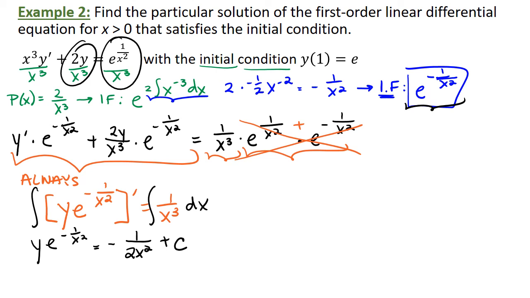Again, I want to get y by itself in order to have a particular solution, so I'm going to divide everything by this. If I divide by e to something that has a negative power, that's like multiplying by a positive power. So this becomes y equals e to the positive 1 over x squared times everything else here.